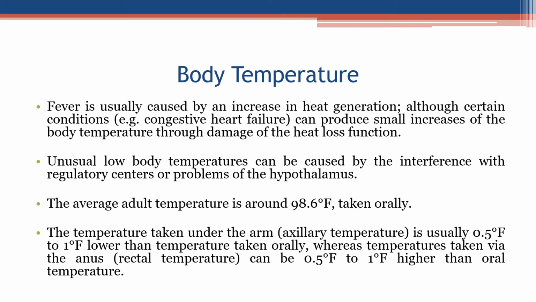The average adult temperature is around 98.6 degrees Fahrenheit, taken orally. The temperature taken under the arm, axillary temperature, is usually half a degree Fahrenheit to 1 degree Fahrenheit lower than temperature taken orally, whereas temperatures taken via the anus, rectal temperature, can be half a degree Fahrenheit to 1 degree Fahrenheit higher than an oral temperature.